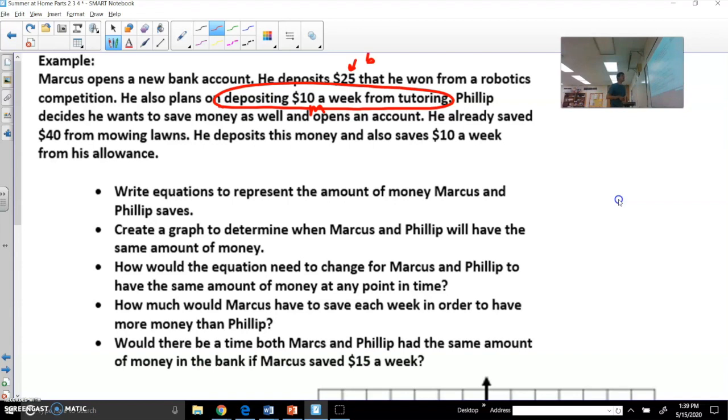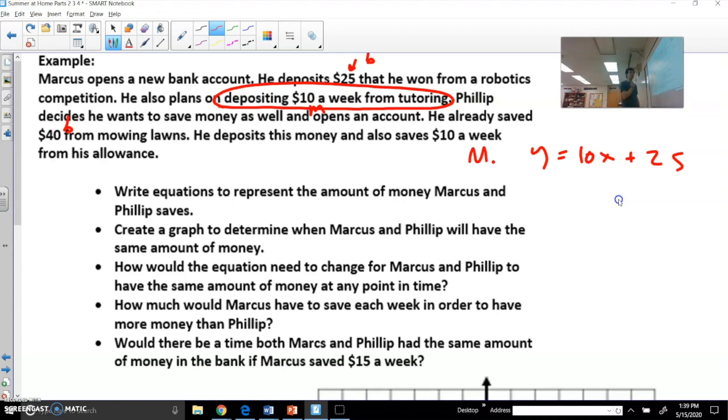And so he's wanting to save some money and open an account, and so is Philip, maybe a friend of his. He already saved 40, so there's his y-intercept, or his initial account. But he's also depositing $10 a week from his allowance. So in the first situation he says, hey, I'm making $10 a week, and I already had 25 to begin with. That can be Marcus's equation.